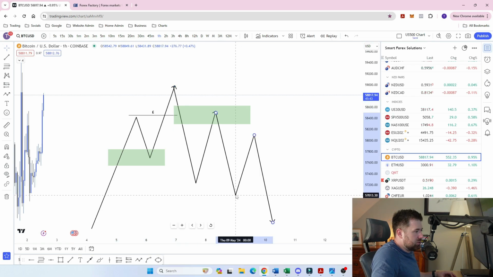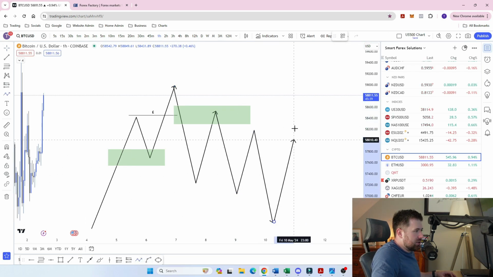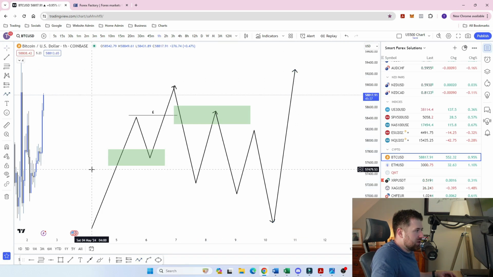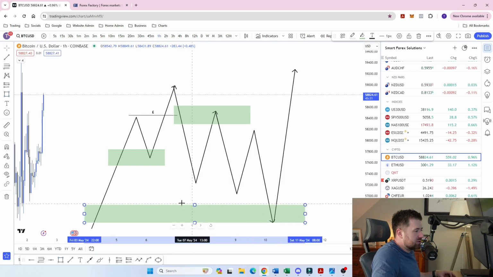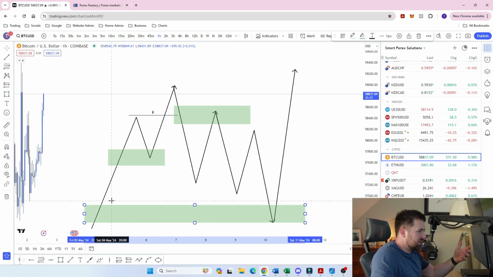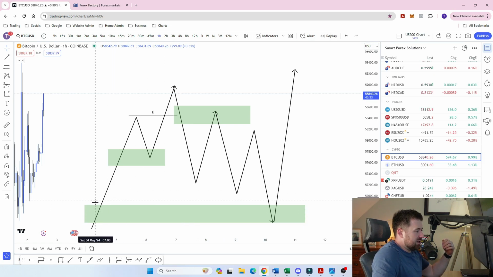Let's say, for example, price was moving down to here, and then suddenly you started seeing price shift to the upside again from here. When you look to your left, you will start to see some form of area of point of interest. So that could be an area of imbalance, that could be an order block, that could be a liquidity sweep, it could be anything.